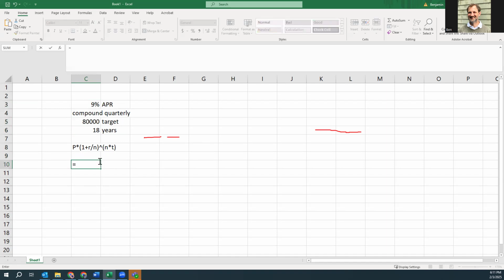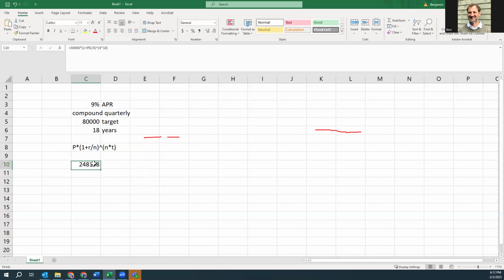So I'm going to say 50,000, that's just a guess, times 1 plus 9% divided by 4 raised to the 4 times 18. So a couple of points here. This is very fluid for me because I know the compound interest formula very well, but I'm putting in the principal. This is the part that I don't know, the 50,000. And that's really the part that I'm solving for. The 9% is the APR, the divided by 4 is compound quarterly, 4 times 18 because it's happening every quarter for 18 years, so 72 times.